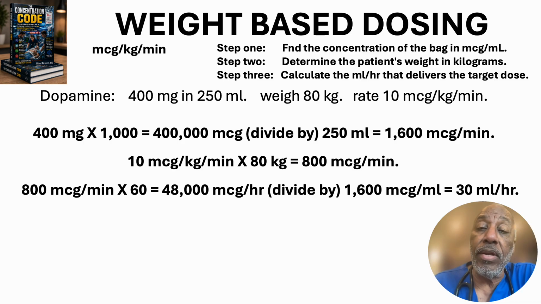That's the full calculation, 3 steps, each one building on the last. With practice, this sequence takes about 15 seconds in your head using round numbers. If you already have the concentration memorized for a standard dopamine bag, step 1 disappears and the whole calculation shortens to 2 steps. Now, let's run that structure with norepinephrine.